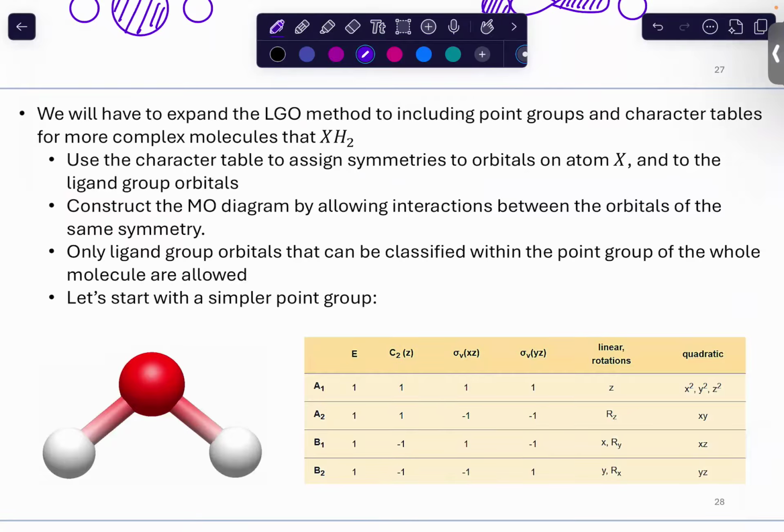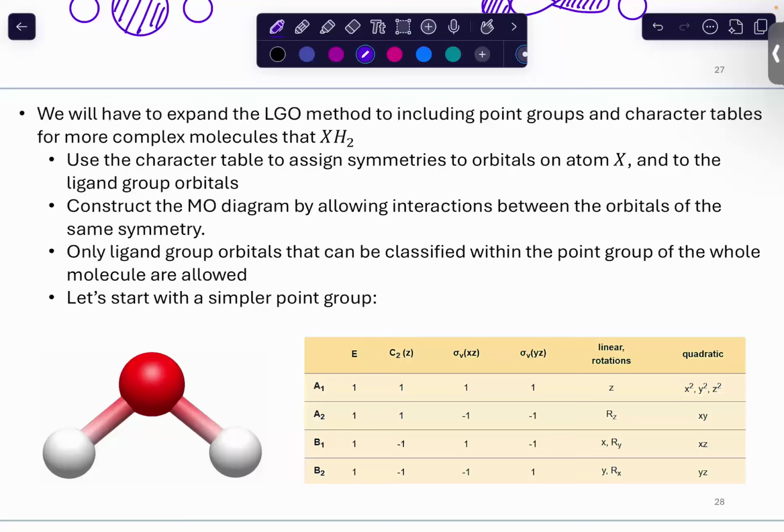So we're going to have to expand our ligand group orbital method to include point groups now. We're going to start bringing in character tables. The first one we looked at was D infinity h. We're not going to start with that character table, and we're not even going to get into D infinity h in this class. That is a doctoral level kind of character table. Give it a look sometime, but you don't want to take that one apart. We're going to start with an XH2 that's a little more simple, so our bent water.